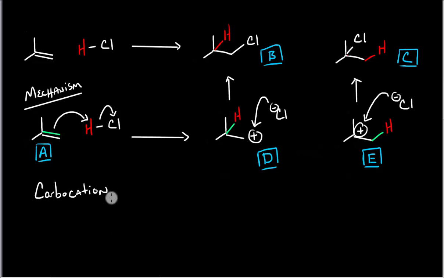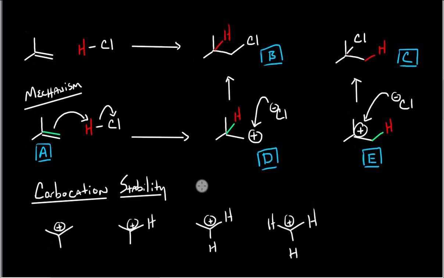So carbocations have certain features, and one of the features that we're going to talk about over and over and over again, probably to the point that you get a little sick of it, is carbocation stability. So carbocation stability, we can talk about how stability can be affected by the overall structure of the carbon that holds the positive charge.